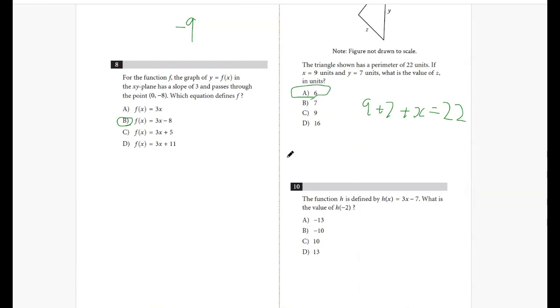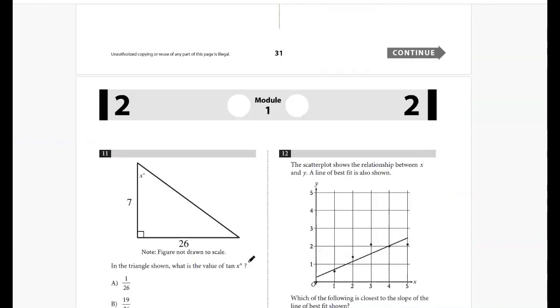The function h is defined by h of x is equal to 3x minus 7. What is the value of h of minus 2? Just plug the minus 2 inside here, and you get 3 times minus 2 minus 7. So that is equal to minus 13. So A is the correct answer.